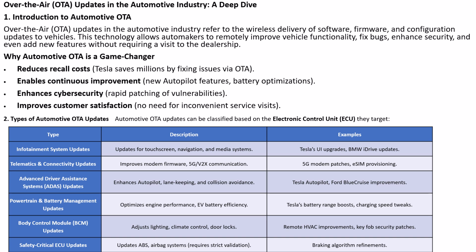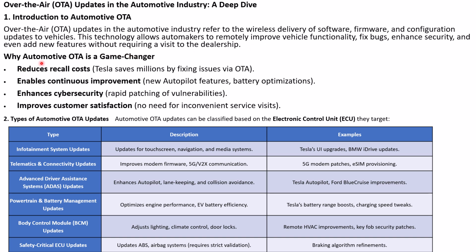Over the air updates in the automotive industry refers to wireless delivery of software, firmware and configuration updates to the vehicles. This technology allows automakers to remotely improve vehicle functionality, fix bugs, enhance security, and even add new features without requiring a visit to the dealership. Alright, so this sentence is very important: without requiring a visit to the dealership.